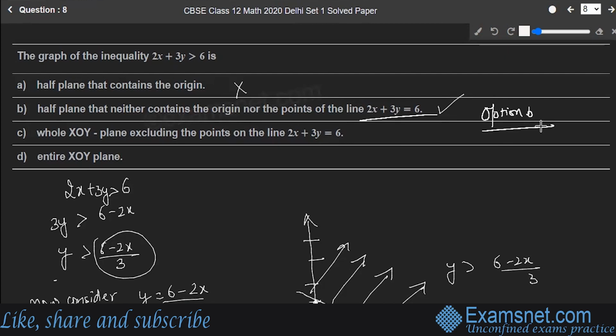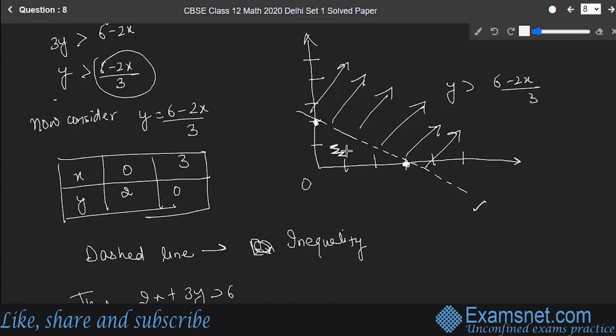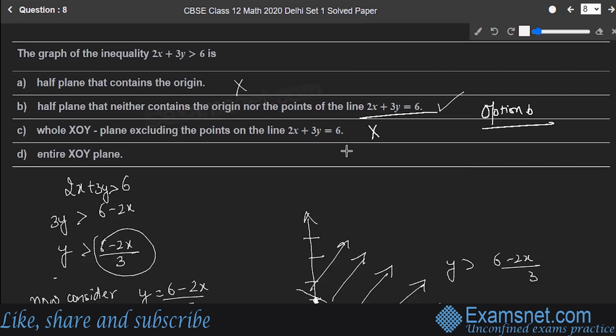If you look at the last one, whole XOY plane excluding these points, no, not whole, because we are not including this region. An entire XOY plane, no, this is even not true, right? That means only option B is the correct answer to the question. Hope you understood that. Next is question number 9.